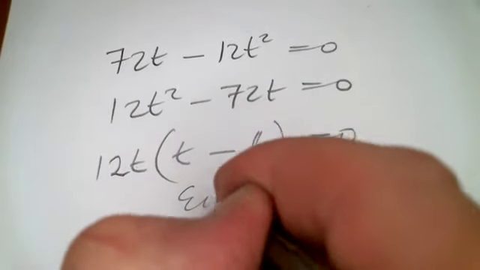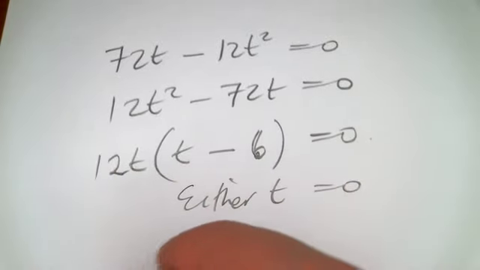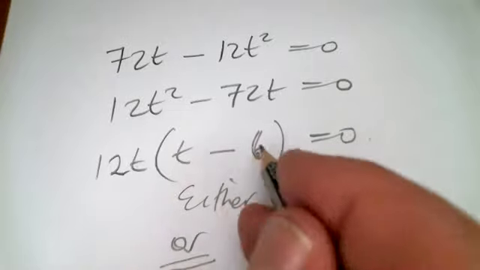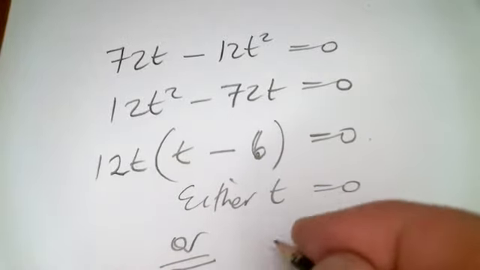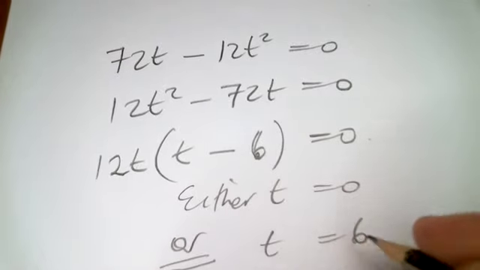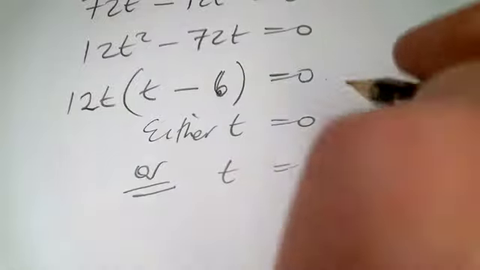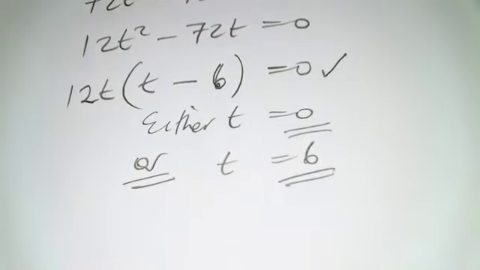So either t is equal to 0, or if t was 6, for example, 6 minus 6 is 0, so then again the whole thing will be 0. So t is equal to 6. So if t is 0 or t is 6, then the whole thing is equal to 0, and there's my solution. Well, what does that tell us?